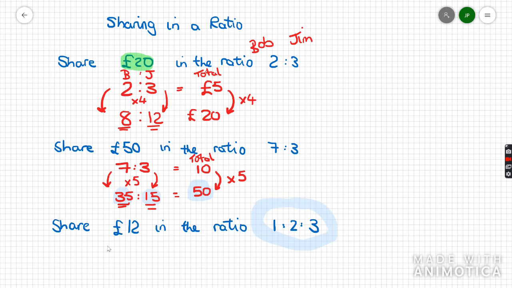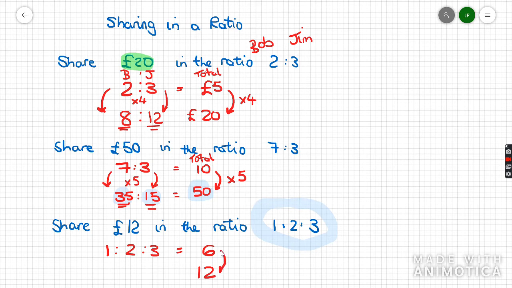So I'm going to share out £1, £2 and £3. So this time I'm just sharing between 3 people instead. So the more parts you've got, the more people you've got. That's all. If I give one person £1, one person £2 and one person £3, in total I've shared out £6. Okay. Once I've done this, I've got £12 in total.